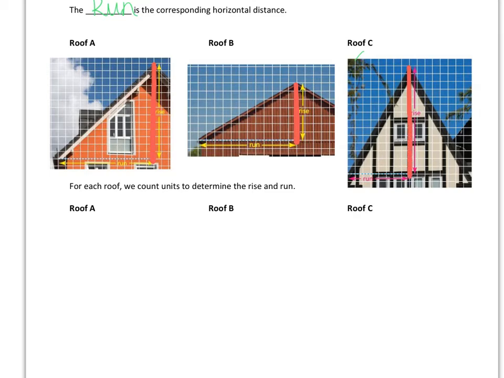All right, so in A, I would say that the rise is 1, 2, 3, 4, 5, 6, 7, 8, 9, 10, 11, 12, 13 units, whatever we're measuring in. In B, the rise is 1, 2, 3, 4, 5, 6, 7. And in roof C, the rise is 14. So I'm just going to write that out just to make sure that we're staying on top of things.